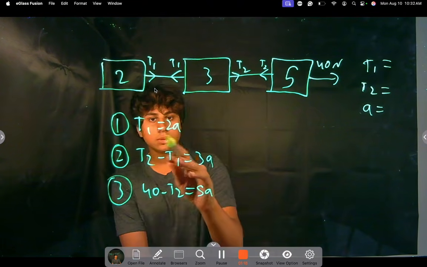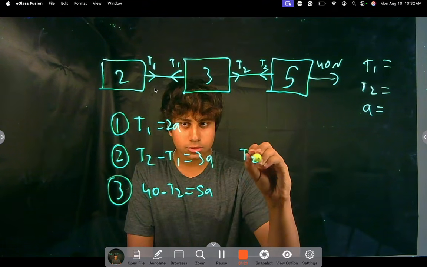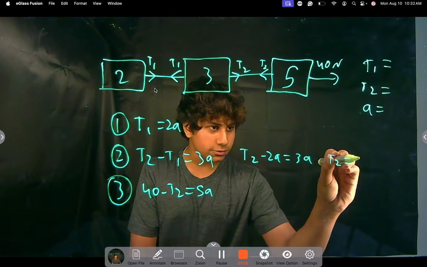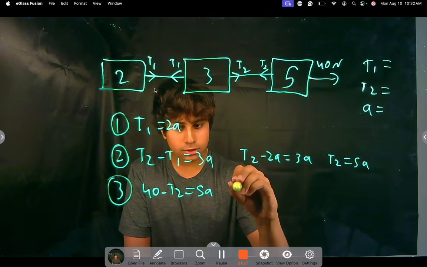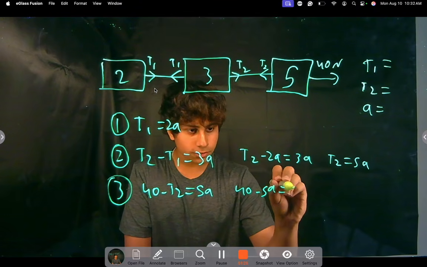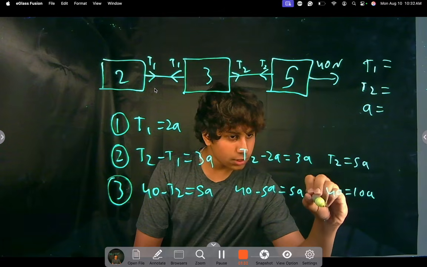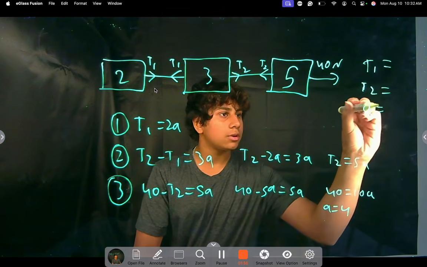Now it's easy, right? T1 is 2a. We can substitute that in here: T2 minus 2a equals 3a. So that means we can write T2 as 5a. Now T2 is 5a, so 40 minus 5a equals 5a. So then 40 equals 10a. So now we have a, right? a equals 4.